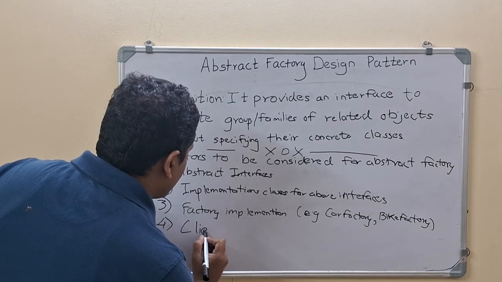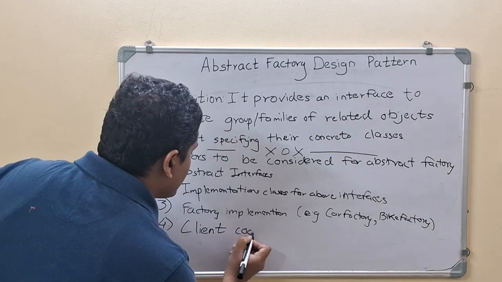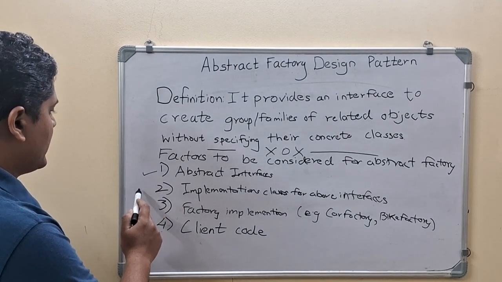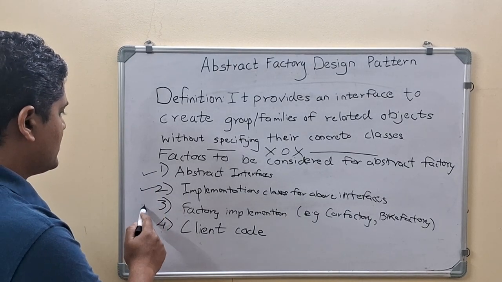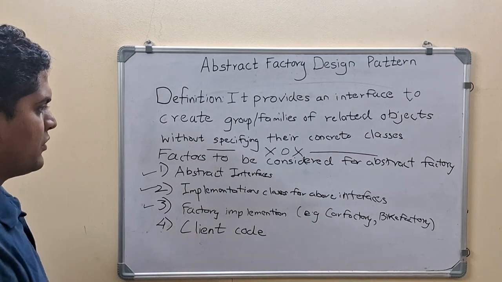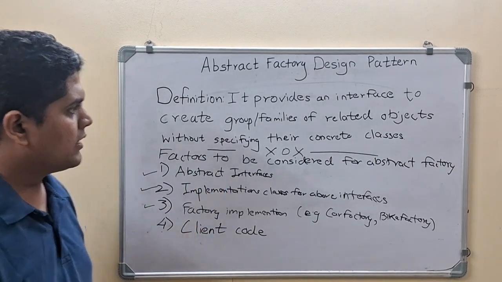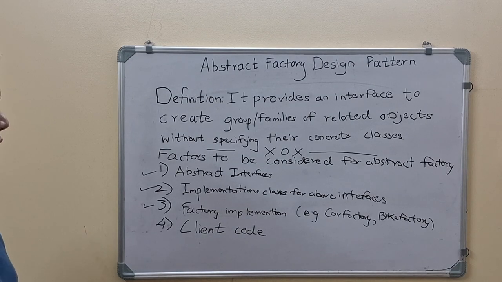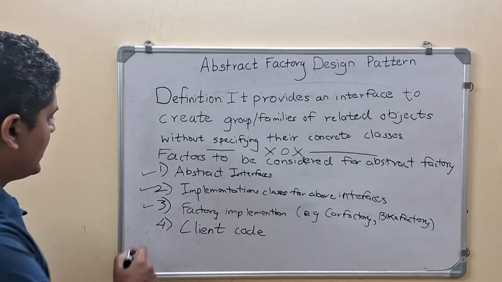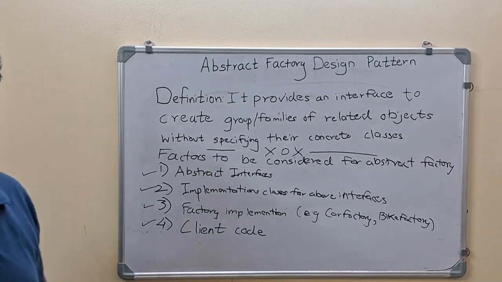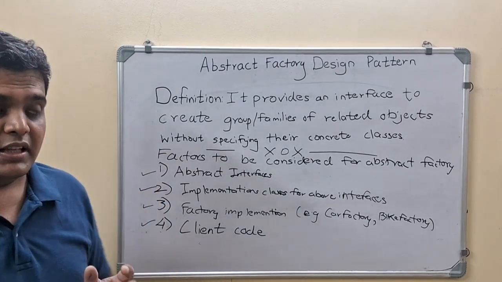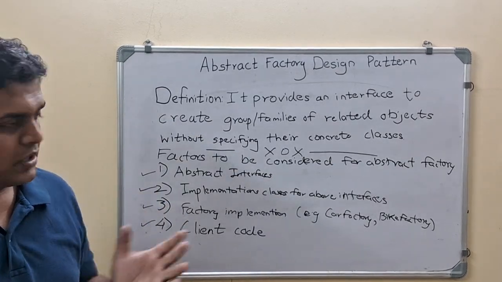Next is the client code. So the first point is the abstract interfaces, followed by the implementation classes for those interfaces. Then comes the factory implementation, or the factories you need to create, which can encapsulate the behavior of creating families of related objects. And after that, the important point is the client code. So while designing the abstract factory design pattern, you need to take these points into consideration.